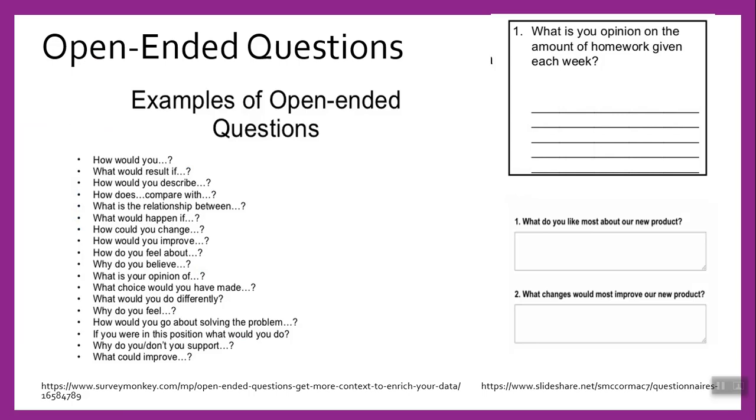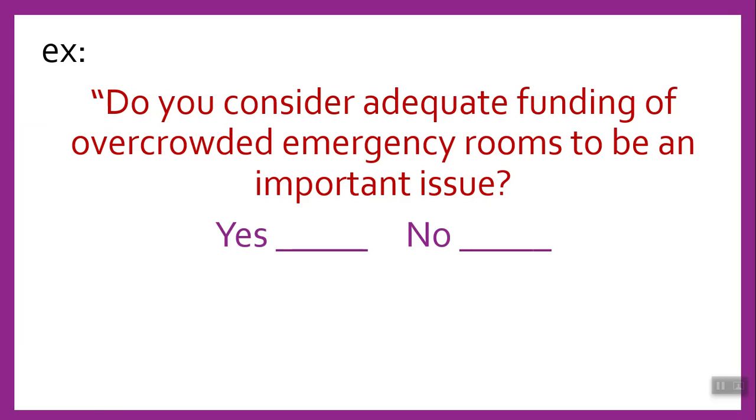Now, no matter which style of question you use, of course, if you're developing a questionnaire, you want to do everything you can to make certain you're asking the questions in a neutral way, that you're not leading the respondent towards a particular answer. Let's look at this example. Do you consider adequate funding of overcrowded emergency rooms to be an important issue, yes or no? I have got a huge problem with this question because of the wording. Do you consider adequate funding? Well, right there, who's going to say no, emergency rooms should not have adequate funding? Adequate seems to suggest basic. So who's going to say no, emergency rooms should not have basic funding?